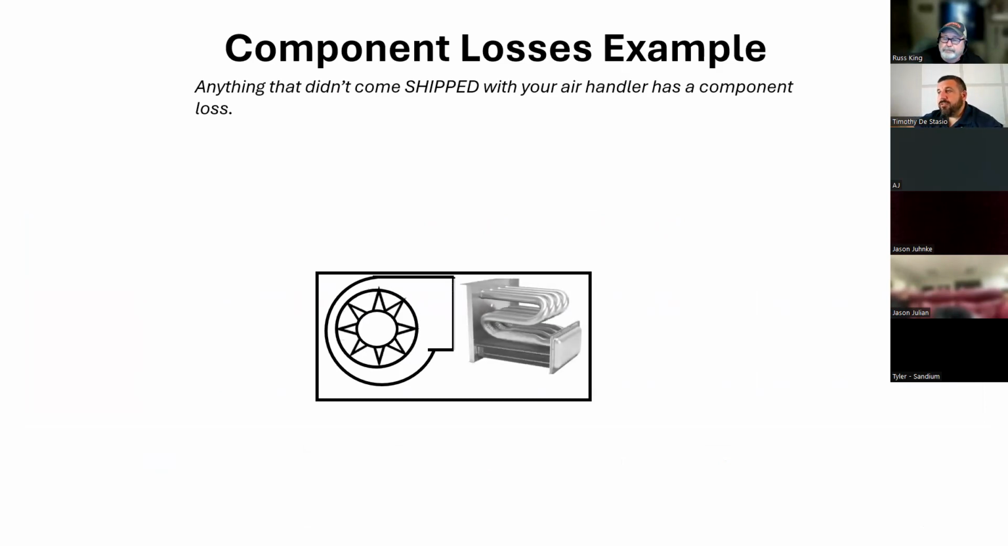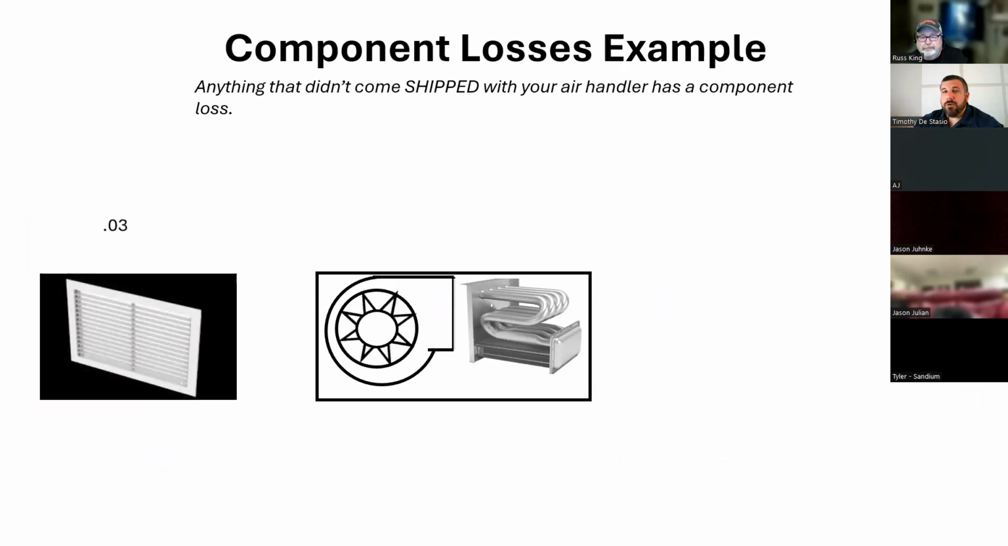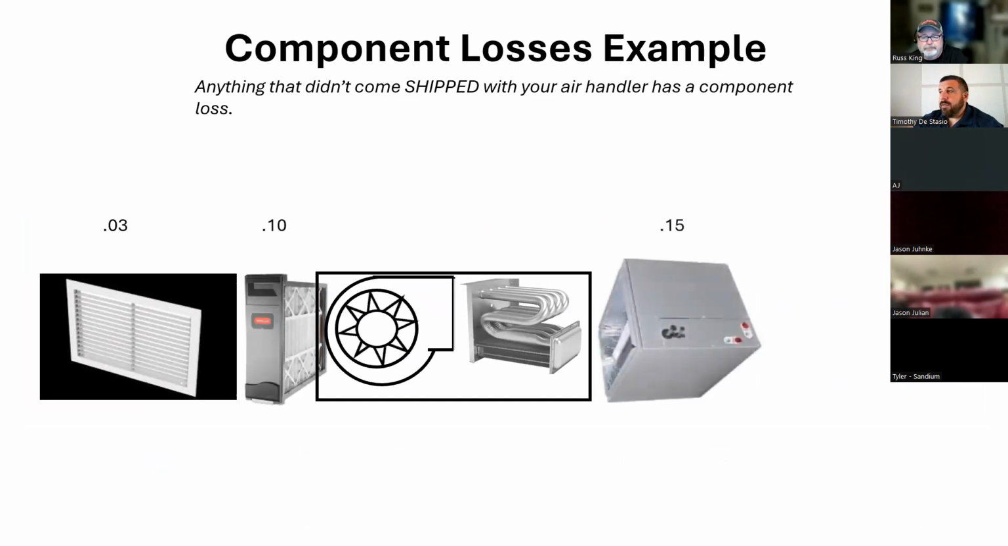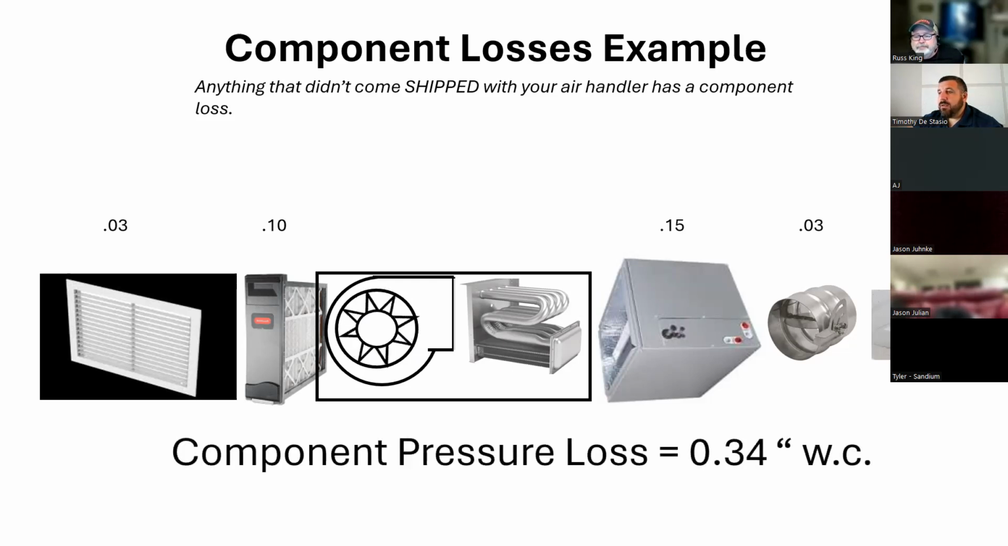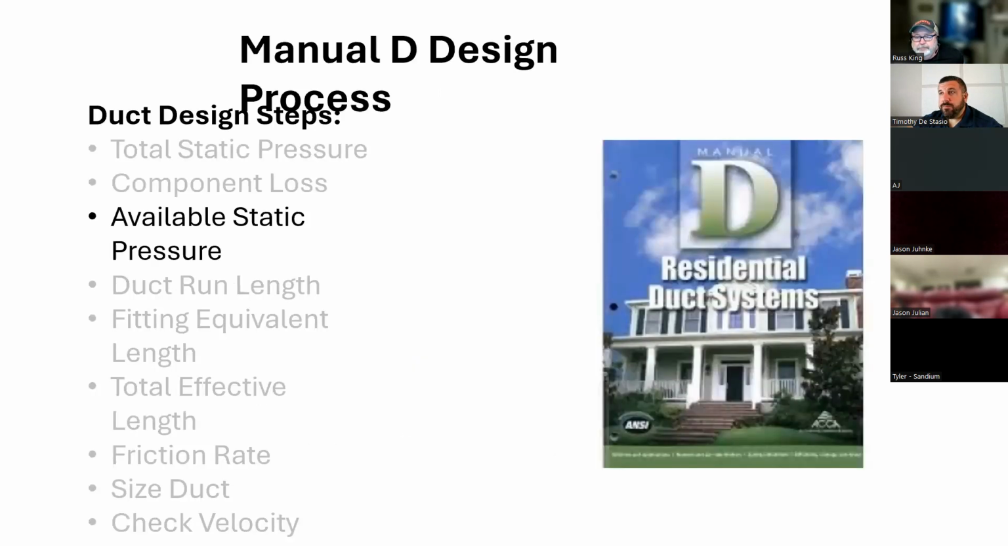So a furnace heat exchanger, is that a component loss? No, it came shipped with the furnace, but the return grill didn't, the media filter didn't, the case coil didn't, the damper didn't, neither did the supply diffuser. And so all these other components have their pressure drop. We have to add them together to come up with our component pressure loss. In this case, it's 0.34.